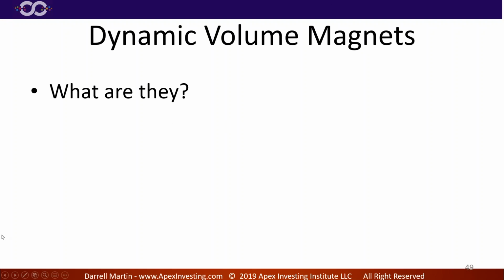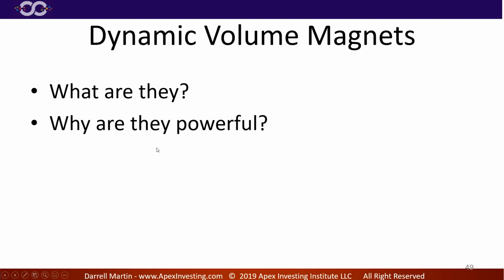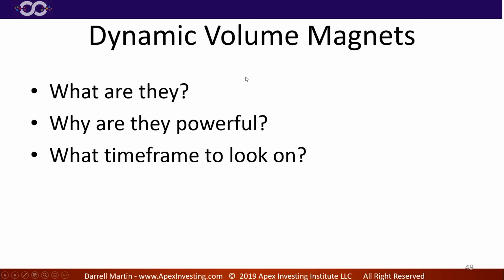So, dynamic volume magnets. What are they? Okay, they're extremely powerful. What they are is the literal third deviation level of high volume bars. It's the 3% highest bars that took place in what I do is the last 20 days. And it will automatically plot the levels where the 3% highest volume happened at those price levels. And I globally draw them. So I'll make a video for you on that, and I'll put it up sometime tomorrow. Okay?